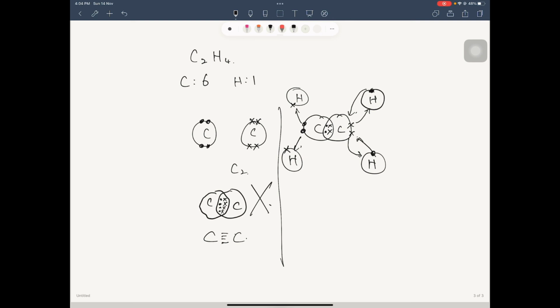So if we focus on the left, we will see that the carbon will have a pair of covalent bonds being shared with the other carbon atom, and for the hydrogen, it will share a single covalent bond each. And due to symmetry, the same thing can be said for the right side.